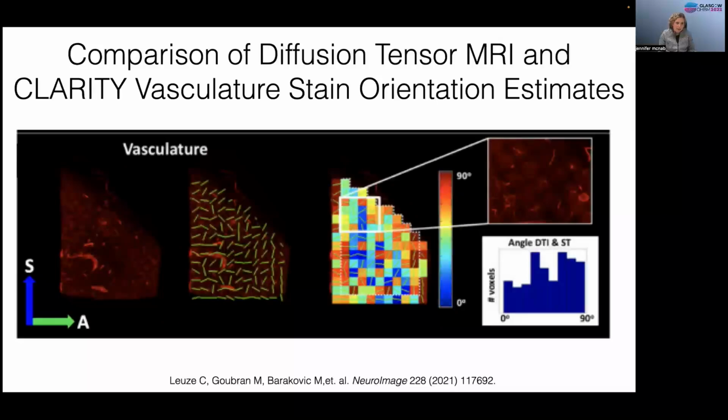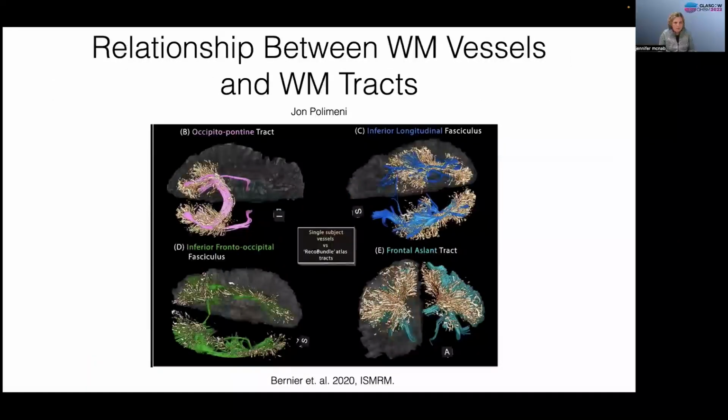correspondence between the two. It is interesting though, because it has been shown that the vasculature does tend to run along similar orientations to a lot of the white matter tracks. And there's some open questions about how this might impact some fMRI measures as well.